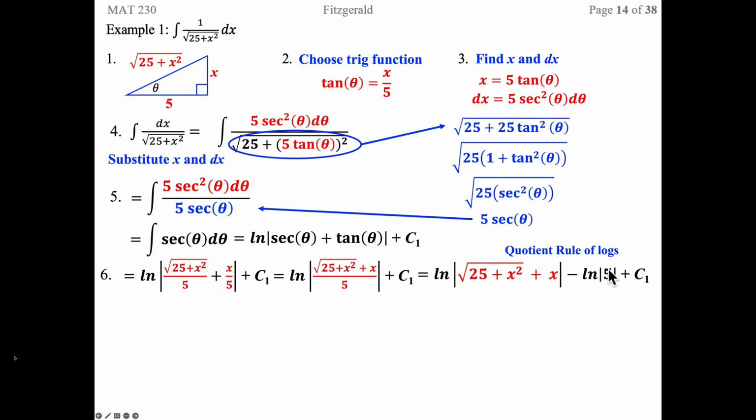That's a constant value that you add to this proposed constant to create a brand new c. So my final answer is the natural log of the absolute value of square root of 25 plus x squared plus x, with a plus c outside my absolute value bars.